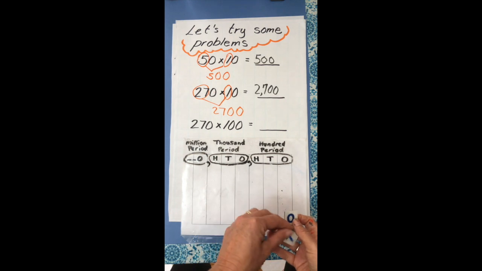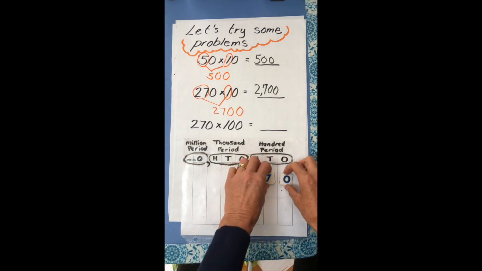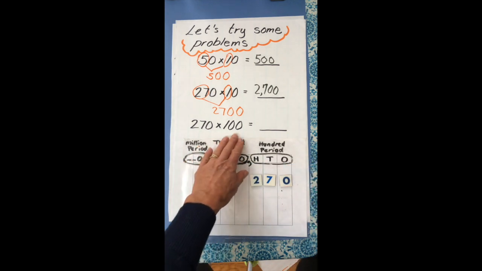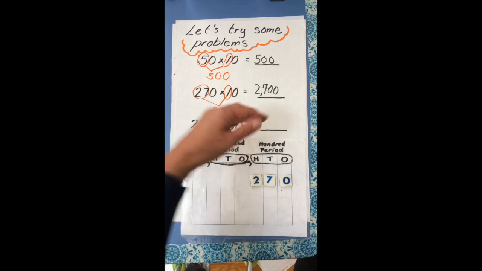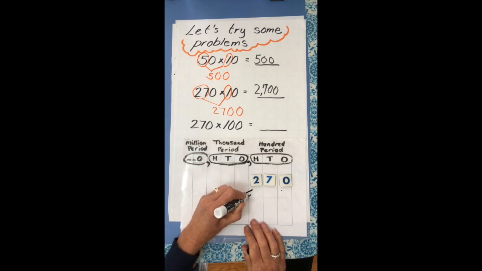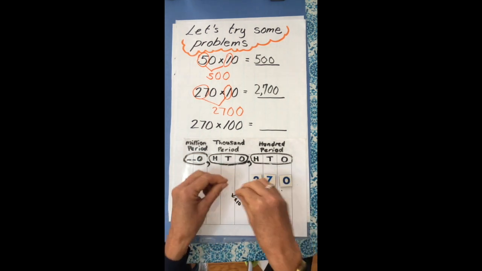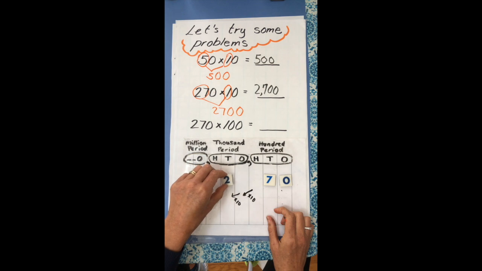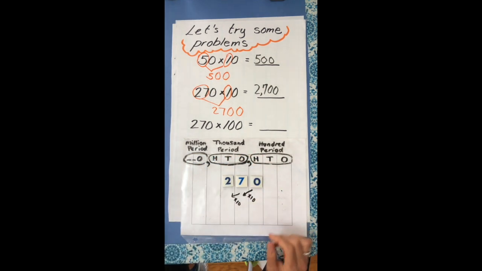All right, so we have 27, 7 tens, 0 ones, and they're saying to times it by 100. Well, I know that 100 is equal to 10 times 10. So I'm just going to hop over twice. 10 times 10 is 100, so each digit, I'm going to hop over 2. So hop 1, hop 2, hop 1, hop 2, hop 1, hop 2.